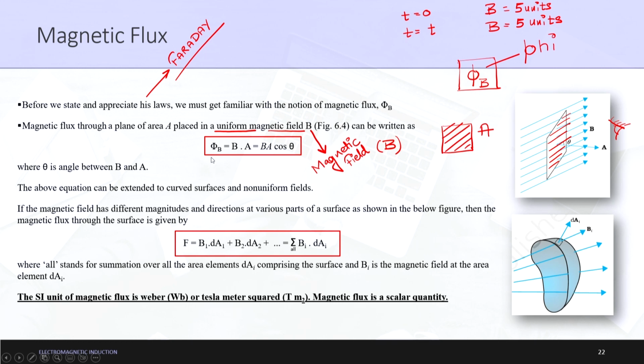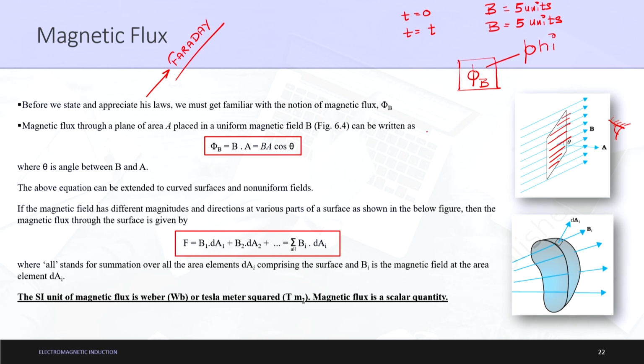So, magnetic flux through a plane of area A placed in a uniform magnetic field B can be written as phi B is equal to B dot A. To be more clear, B dot A is a dot product, a vector dot product, and as it is a dot product, B dot A is equal to B multiplied by A multiplied by cos theta. Here theta is the angle between B and A. Moving on, the above equation can be extended to curved surfaces and non-uniform fields also.